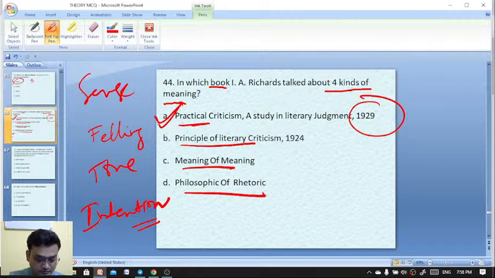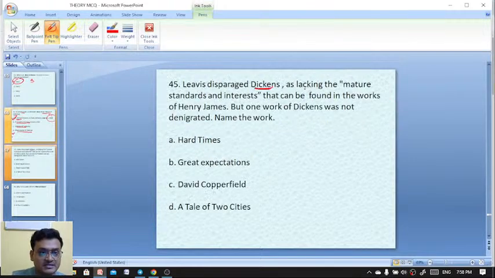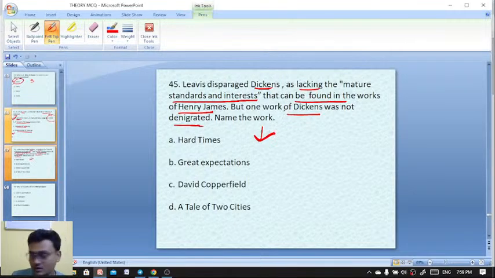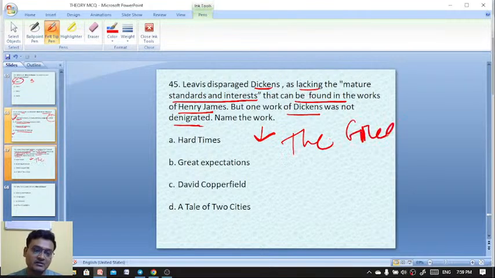F.R. Leavis disparaged Dickens as lacking the mature standards and interest that can be found in the works of Henry James. But one work of Dickens was not denigrated. Name the work. He was criticizing all the works of Dickens except Hard Times. The options: Great Expectations, David Copperfield, A Tale of Two Cities. The work is The Great Tradition.